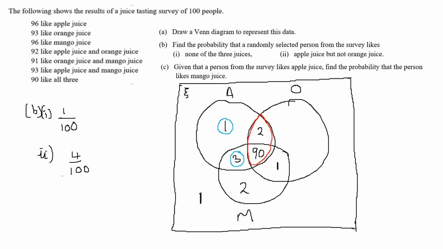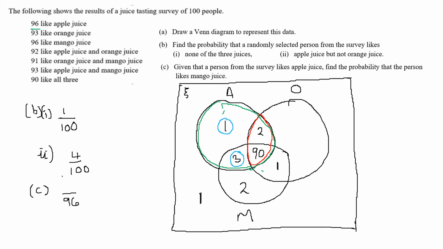Now question C is conditional probability. So this is where we have the word given. Given that a person from the survey likes apple juice, find the probability that that person likes mango juice. So we need to see how many people altogether like apple juice. How many people are in that circle for apple juice? And we can also see up here that 96 like apple juice. So our probability is going to be a fraction of 96.